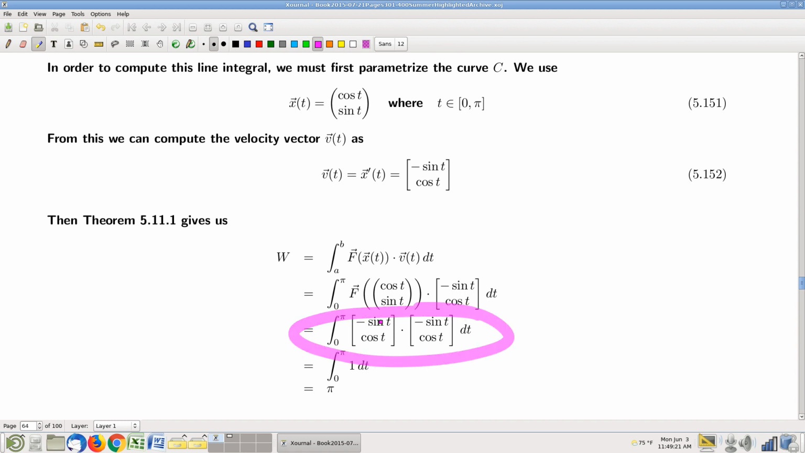Conveniently, this works out to be a nice little integral. It's just the integral of 1, as it turns out. That's how this dot product works out. The dot product is just 1. And it's an easy integral, the answer is pi. Everybody happy?